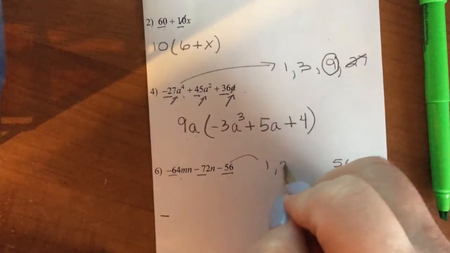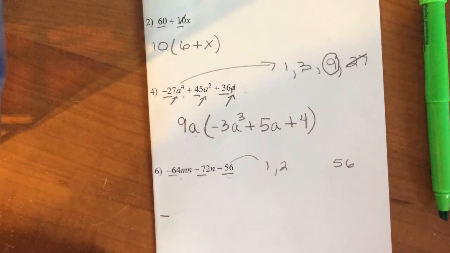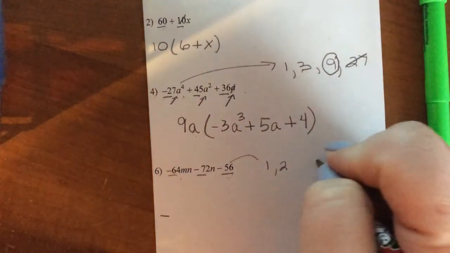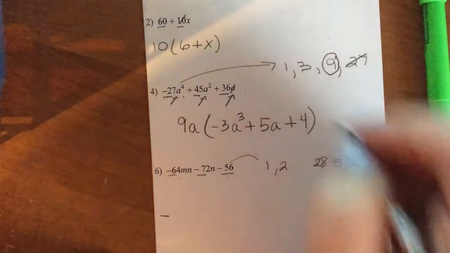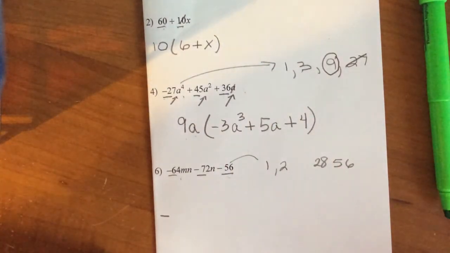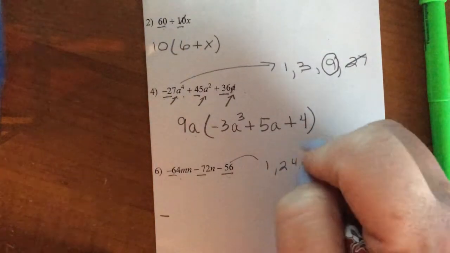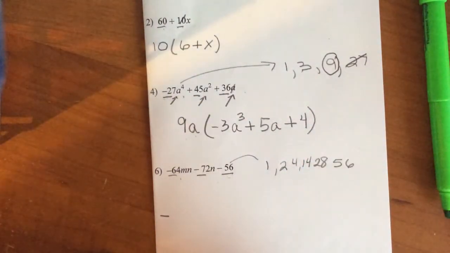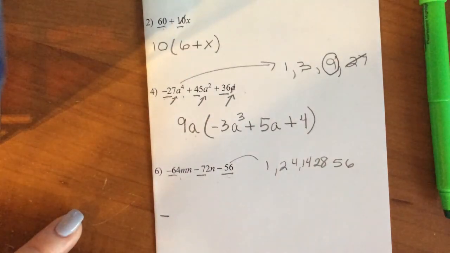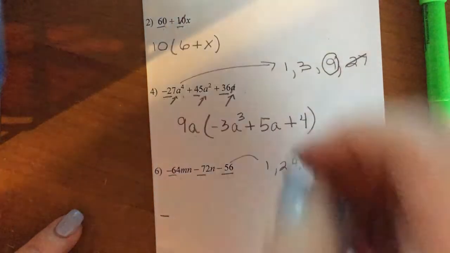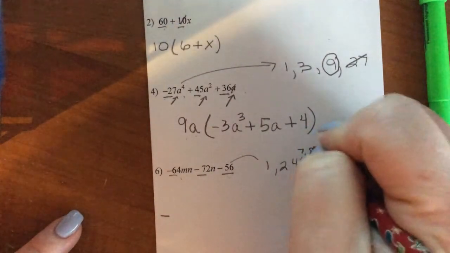2 will go in there. 2 goes into 56 28 times. I believe 3 will go into 56. Nope, 3 does not. 4 might. 4 goes 14 times. I'm getting a little squished in here. And then, see, so 4. 5 doesn't work. Does 6 go into 56? No. But 7 does, so I'm going to go up here, 7 and 8.